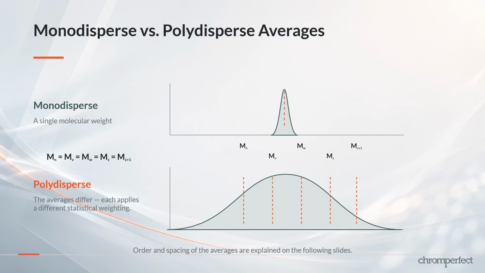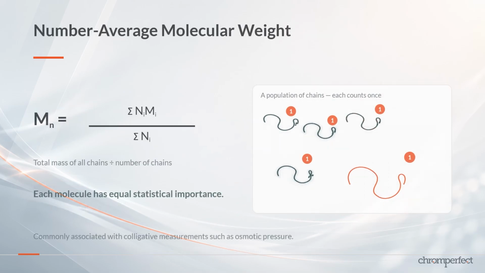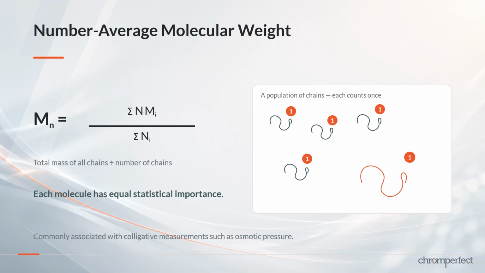For a polydisperse material, the averages differ because each one gives a different statistical weighting to the molecules within the distribution. The number average molecular weight gives each molecule equal importance. Imagine a sample containing many molecules with different molecular weights. To calculate the number average, the molecular weights of all molecules are added together and divided by the total number of molecules. A small molecule therefore counts exactly as much as a large molecule in determining the average.